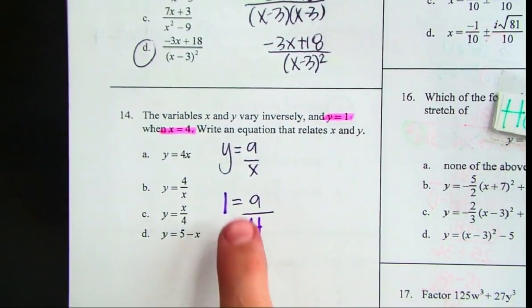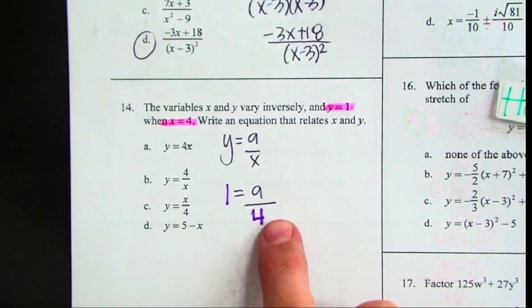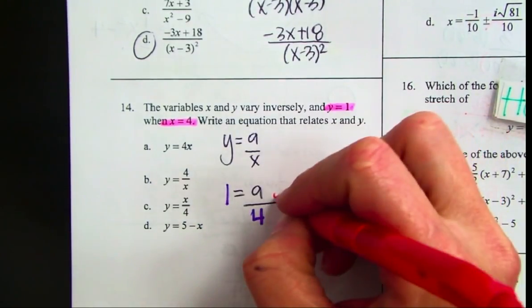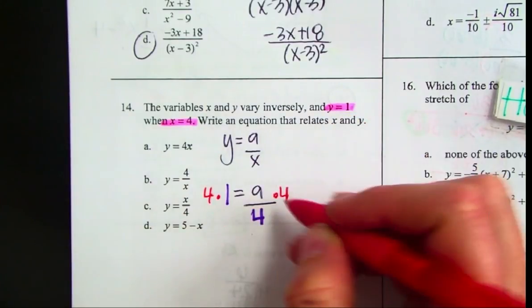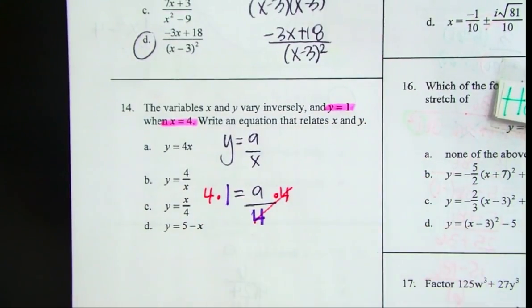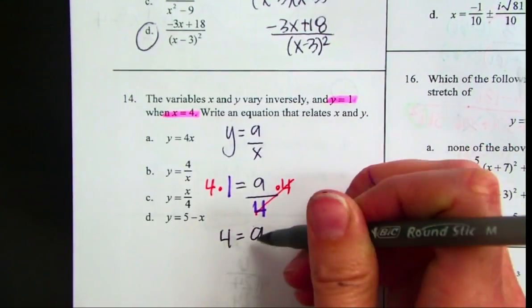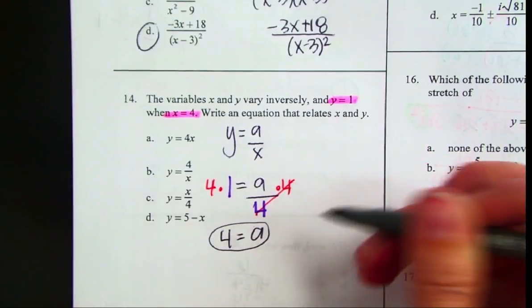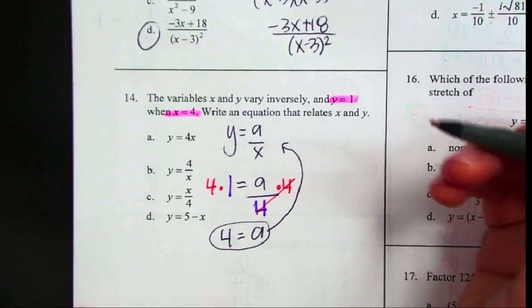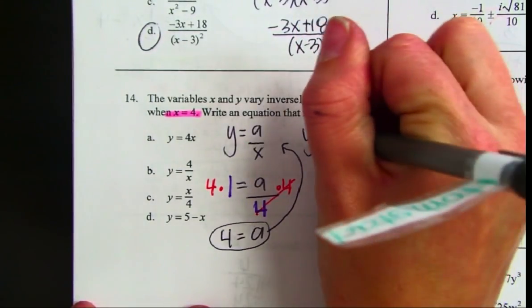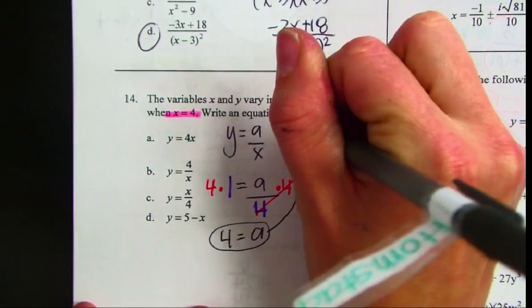So what we're going to do is solve for a by moving over the 4. To move over the 4, you're going to multiply by 4, and we get 4 times 1 is 4, which is equal to a, because the 4's cancel right here. So if 4 is equal to a, all you do is plug it in to the formula, and your answer is y equals 4 over x.